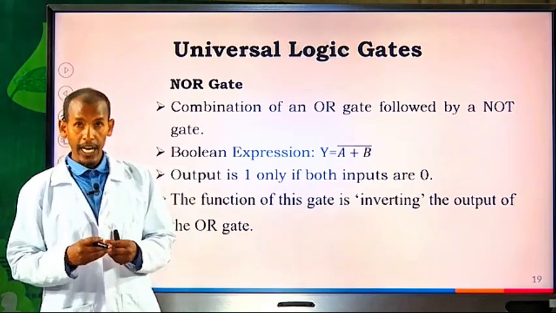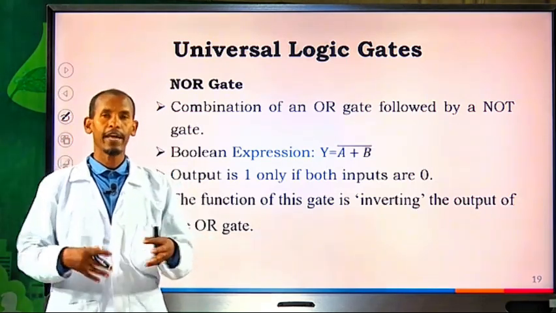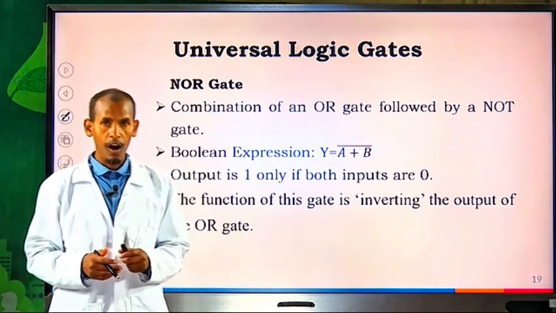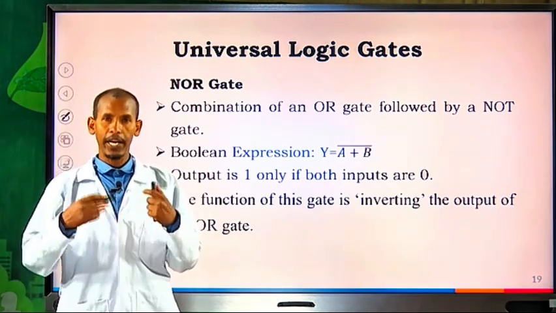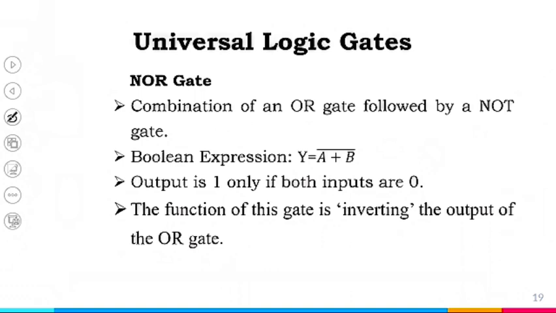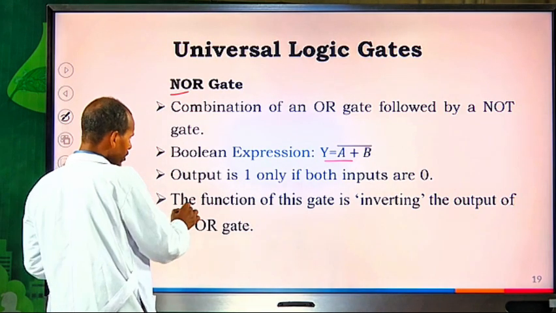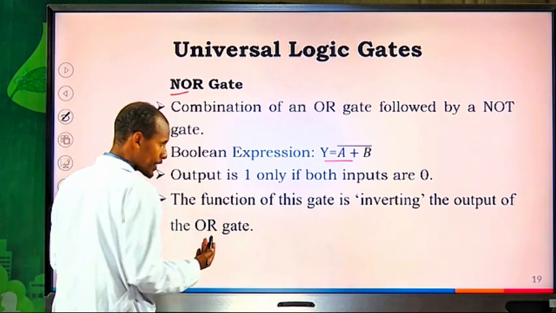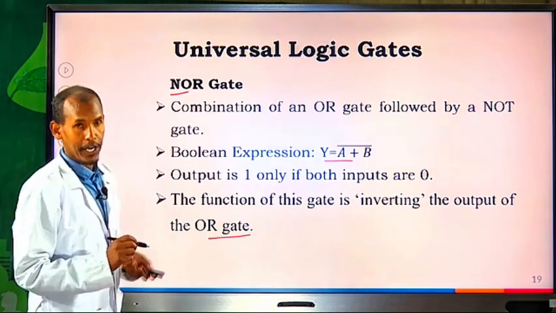So let's see the universal logic gates that are the combination of the NOT gate and the other basic gates. The combination of an OR gate followed by a NOT gate gives us the NOR gate, or NOT OR gate. From the Boolean expression, we have Y = bar of (A + B). This shows that the output of the NOR gate is the reverse of the OR gate. The function of this gate is inverting or reversing the output of the OR gate.